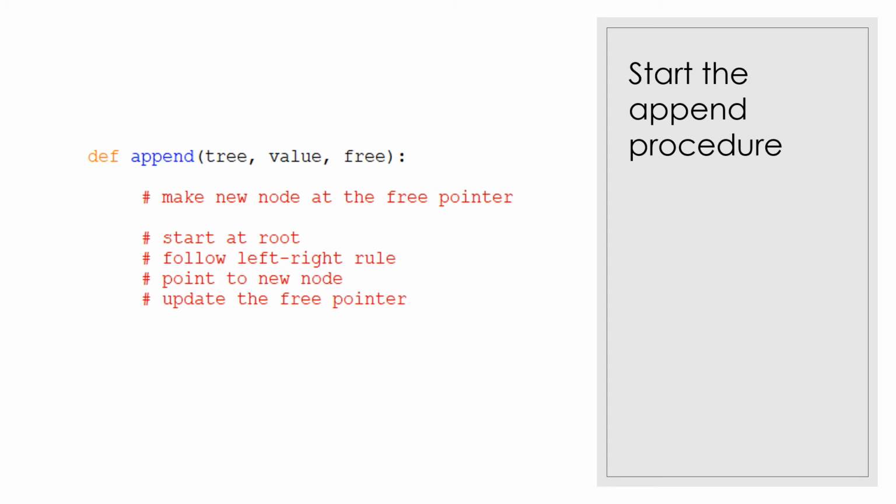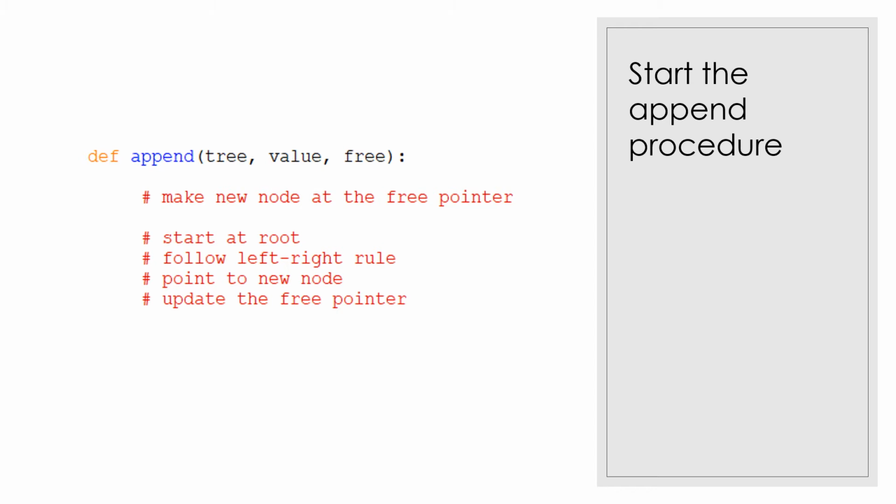The first line of the append procedure obviously declares the procedure and takes 3 parameters: the tree, the value, and the free pointer. Those are the same parameters we sent from the main program. These are the things we're going to do. We're going to make a new node at the free pointer, and that's what we're going to append to the tree. Then we're going to find the right place to add that new node.